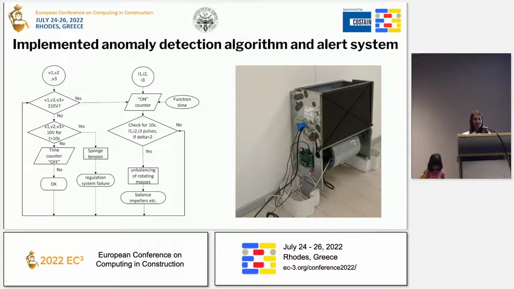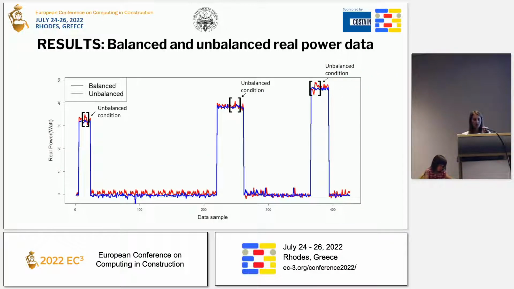The first was to gather balanced normal condition data from the FC motor, and the second was to create an unbalanced scenario by attaching 15 grams of mass to one of the FC motor's blades. The experiment was repeated 3 times, each at a different speed. In this slide, the results of the balanced and unbalanced real power data are demonstrated.